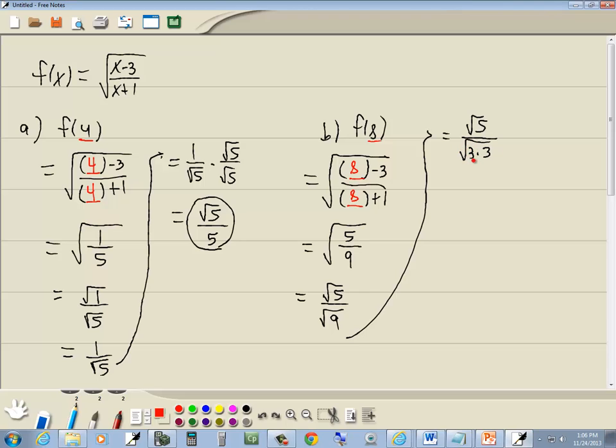The square root, we're looking for a pair of somethings. Here's a pair of 3s, so they're going to come out in front as a single 3. So we get square root of 5 over 3. Now, we don't have to do that little trick we did in the previous problem, because this one worked out nicer.